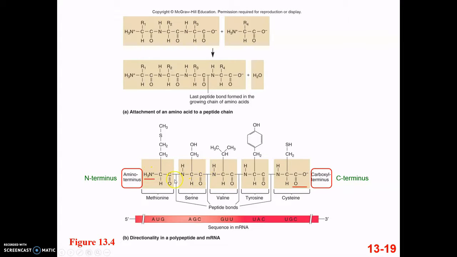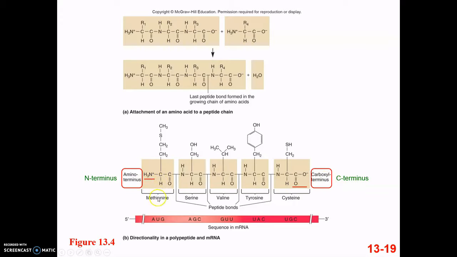And then we have the second amino acid. Here is its side chain. Here is its amino group and its carboxylic acid group. You can see that both ends are in peptide bonds. So then valine and tyrosine and cysteine. Cysteine is the last amino acid of this chain. And you can see it has a free carboxylic acid end, or a carboxyl terminus, or the C terminus.